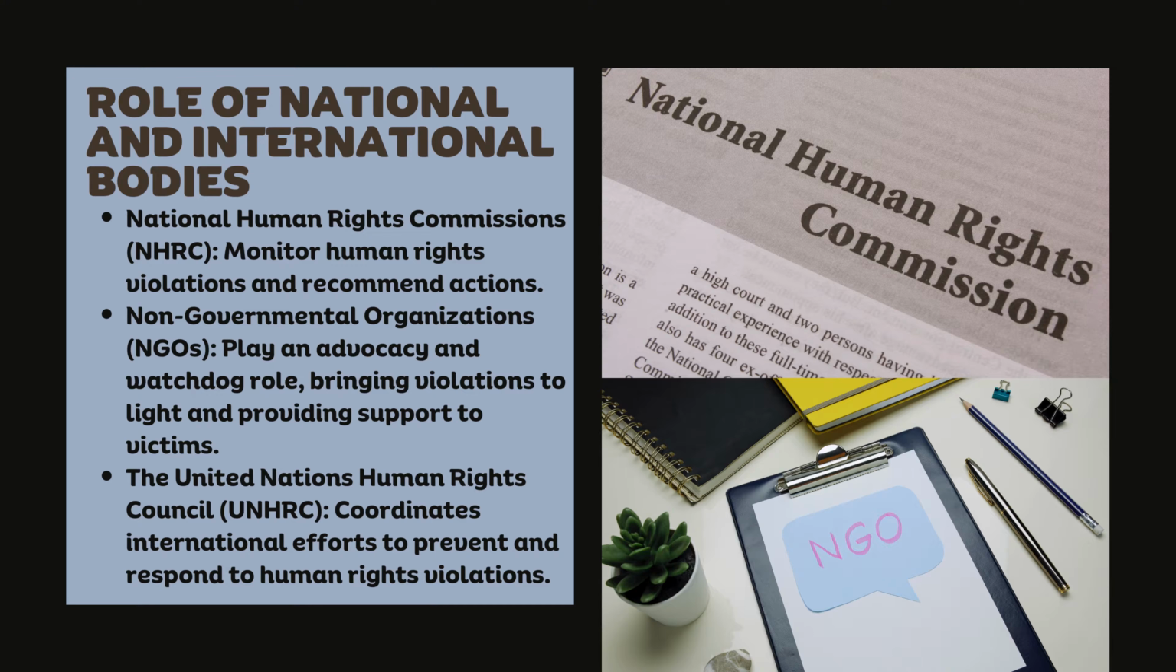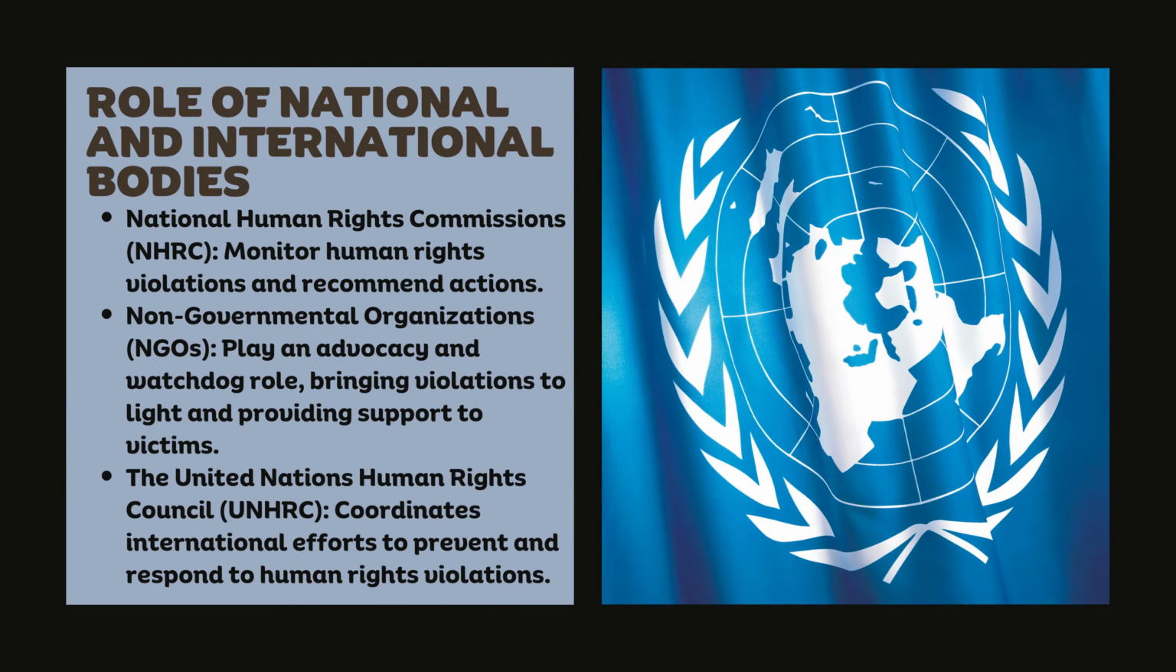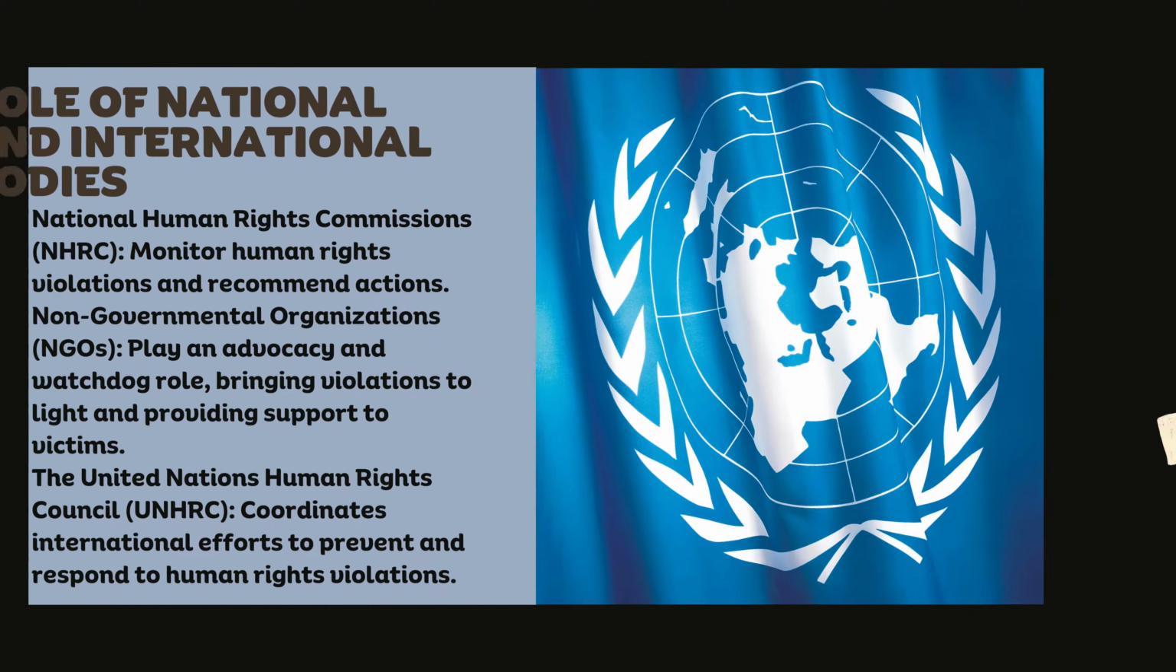Role of national and international bodies. National Human Rights Commissions, NHRC, monitor human rights violations and recommend actions. Non-governmental organizations, NGOs, play an advocacy and watchdog role, bringing violations to light and providing support to victims. The United Nations Human Rights Council, UNHRC, coordinates international efforts to prevent and respond to human rights violations.